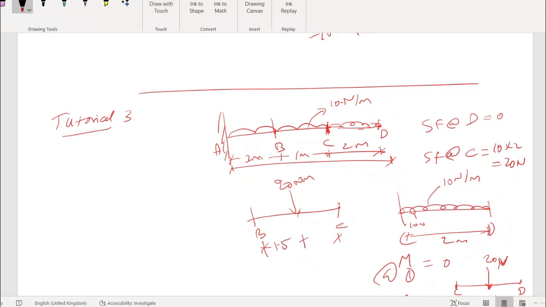From B. Okay, this is B to D. Sorry, you need to calculate from B to D. So 10 times 2 is 20, acting at the middle of the span BD, which is at 1.5 from B. Then calculate all these things. Okay, so you follow this method to calculate your bending moment completely.